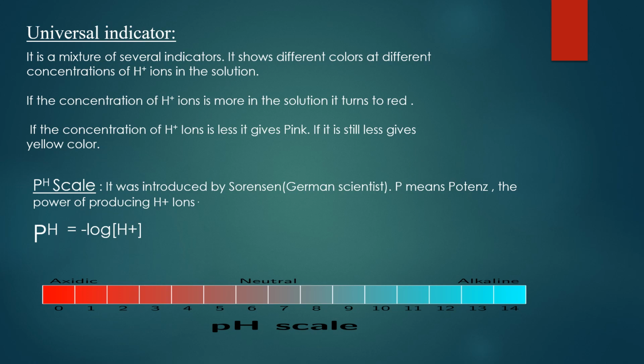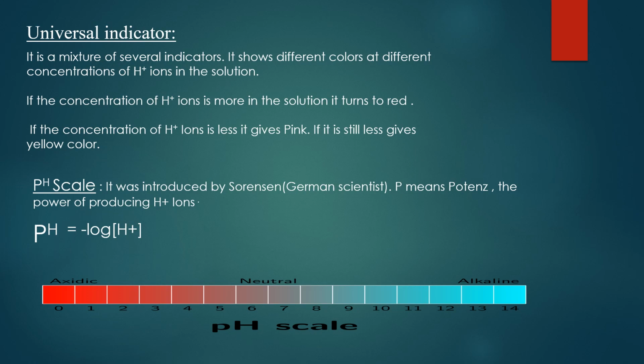Now come to the point, pH scale. With the help of indicators, we can know whether the given solution is an acid or a base, but you cannot judge the strength of an acid or a base. So to know the strength of an acid or a base, a scale was introduced, which is known as the pH scale. It was introduced by a German scientist, Sorensen.